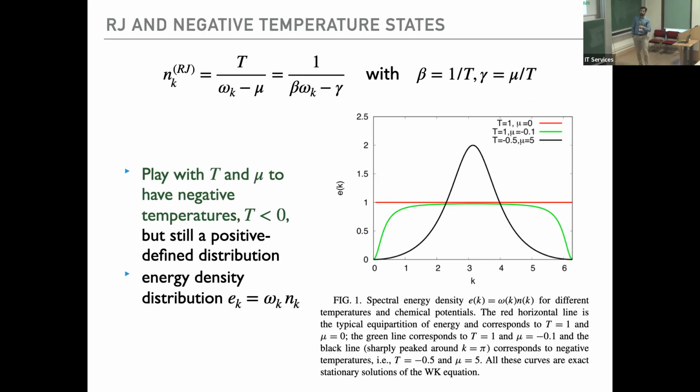And I have to say, sometimes, depending on the communities, the chemical potential is defined as positive or as negative. So if you're used maybe to a plus sign in here, just bear in mind that I'm using the negative convention instead of the positive convention. Okay, but what I want to tell you is that because we have two parameters to play with, we can, for example, define positive temperature states like this one. So the red one corresponds to temperature equal to 1 and 0 chemical potential.